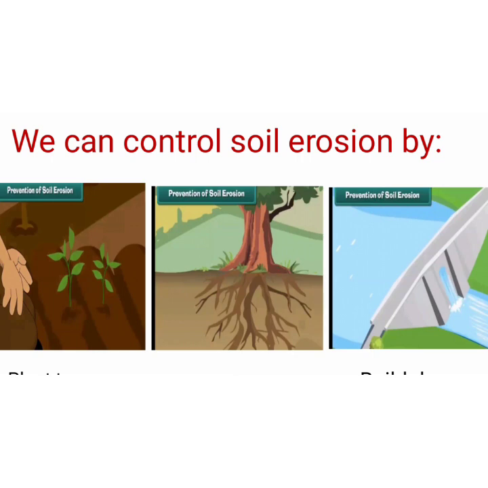So how can we control soil erosion? We can grow more and more plants, because the roots of the trees or plants bind the soil and do not allow it to flow with the wind or with water. And we can also construct dams to control the water flow.